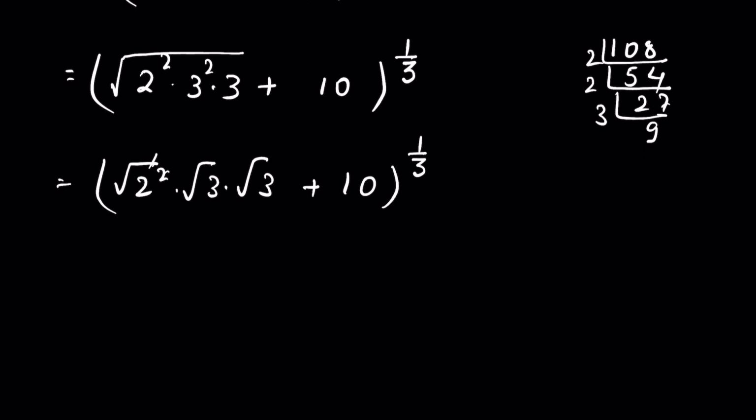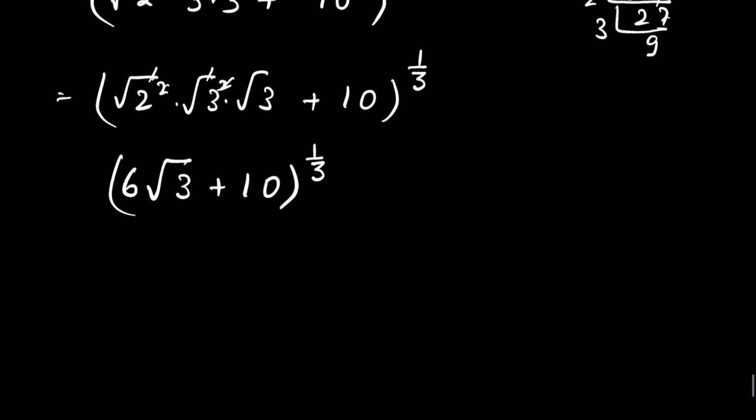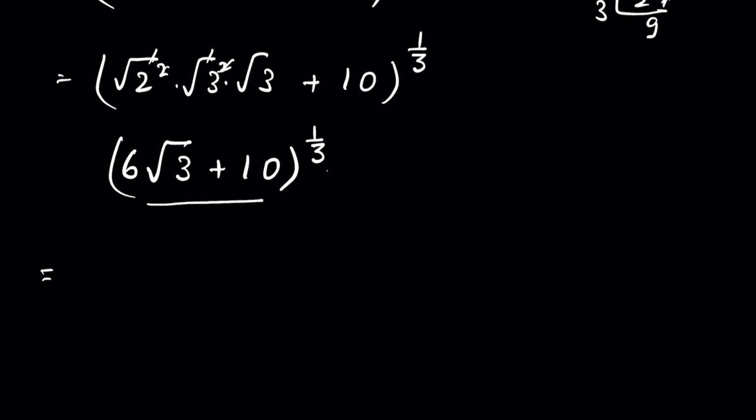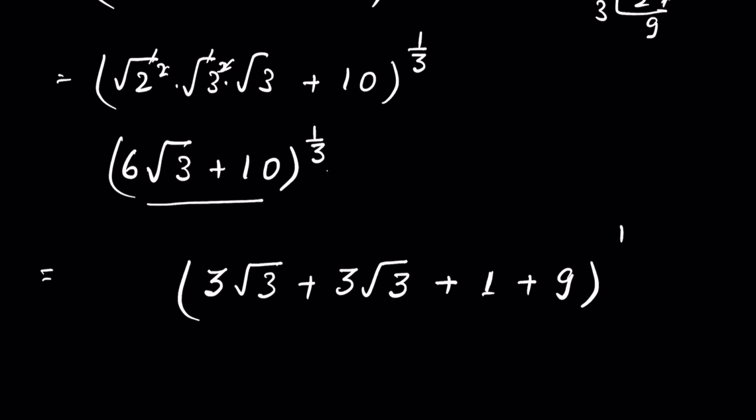Now remove the square root with this square, so it is 6 times square root of 3 plus 10 whole raised to the power of 1 upon 3. Now 1 upon 3 means it is under cube root. So if we can write this term in terms of a plus minus b whole cube, then we can remove this cube. So let's try 6 times square root of 3. This we can write it as 3 times square root of 3 plus 3 times square root of 3 plus 10, we can write it as plus 1 plus 9, then whole raised to the power of 1 upon 3.